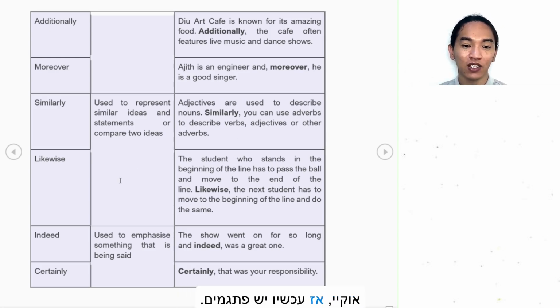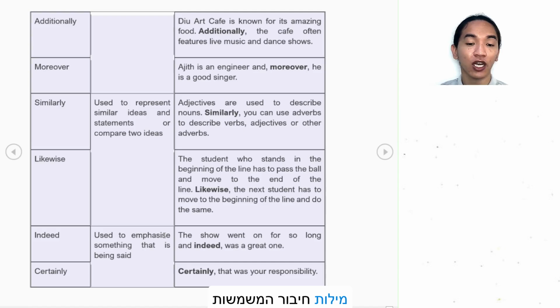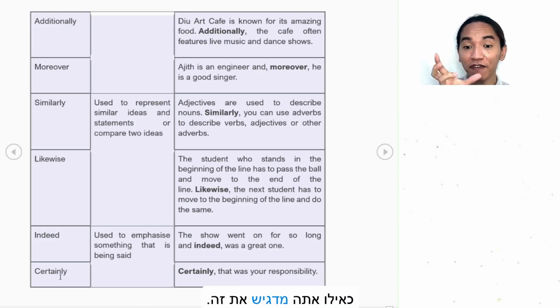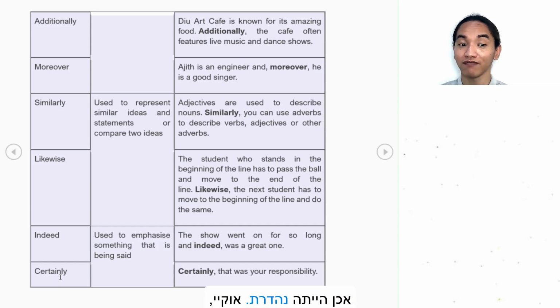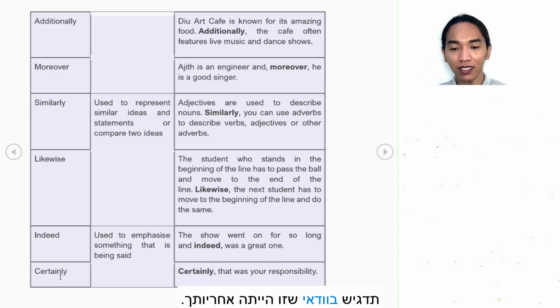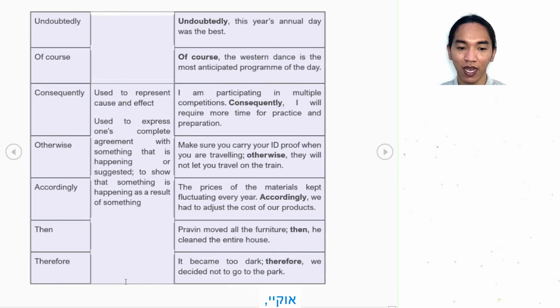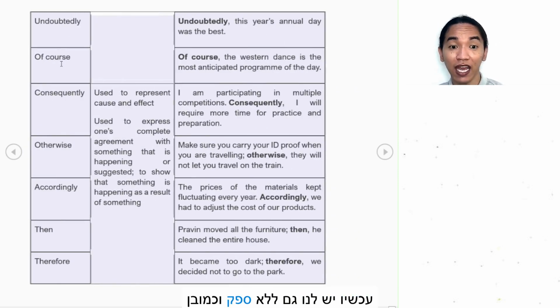Okay? So now we also have conjunctive adverbs used to emphasize something that is being said. Okay, indeed or certainly, like you are emphasizing it. The show went on for so long. Indeed, it was a great one. Okay, emphasize. Certainly, that was your responsibility. Okay? Now, we also have undoubtedly and of course.